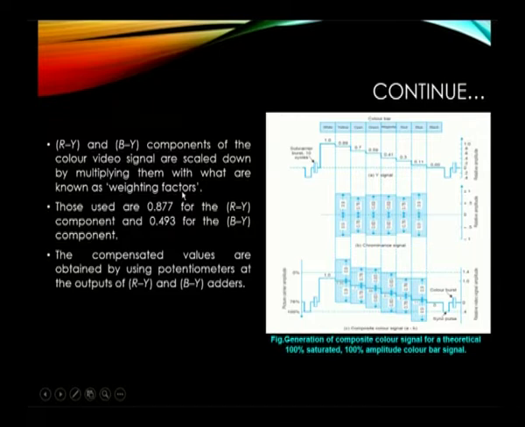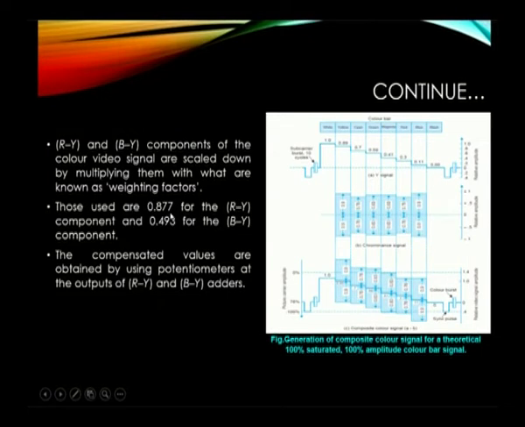We need to add some components to compensate for this overmodulation. The components that we are going to add for R minus Y and B minus Y are called weighing factors. Those are 0.877 for R minus Y and 0.493 for B minus Y. The compensated values are obtained by using a potentiometer in the circuit. So we can achieve the weighing factor for R minus Y of 0.877 and B minus Y of 0.493 using a potentiometer.